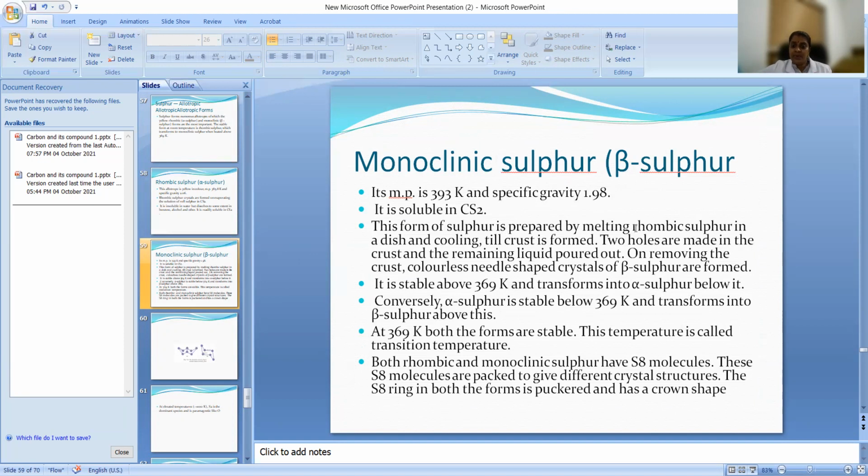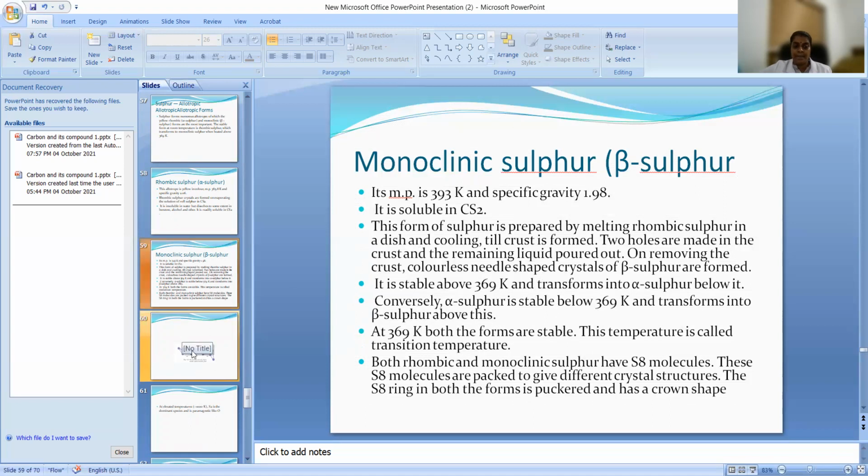It is prepared by melting rhombic sulfur in a dish and cooling till a crust is formed. After the crust is formed, make two holes and pour out the remaining liquid into another dish. On removing the crust, colorless needle-shaped crystals of beta sulfur are formed. Above 369 Kelvin it will be alpha sulfur, and below 369 Kelvin it will be beta sulfur. So this 369 Kelvin is considered the transition temperature.